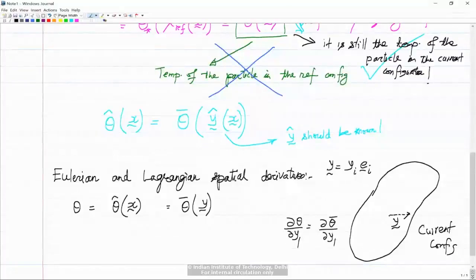But you may also want to know how this temperature is changing with respect to the referential coordinate. You will see later on why, but let us say for now, just for fun, I want to know del theta by del x1. They are not the same. It is not the same as del theta by del y1, because x1 and y1 are two different coordinates. X1 is in the Lagrangian or reference configuration, and y1 is in the current configuration.